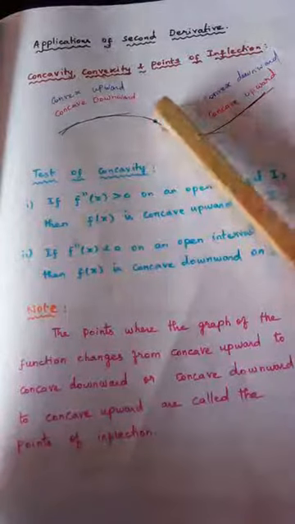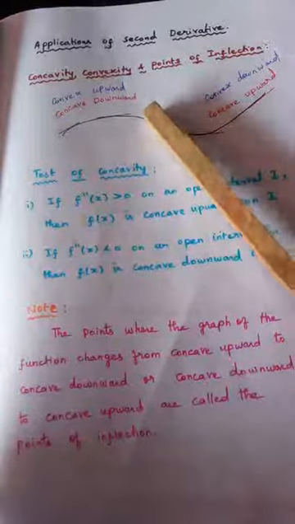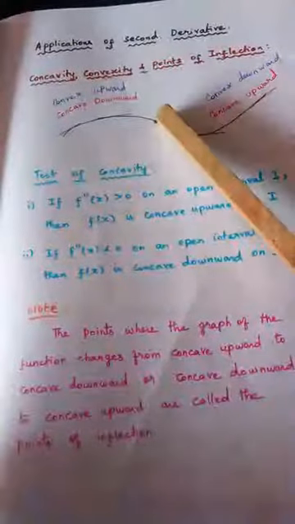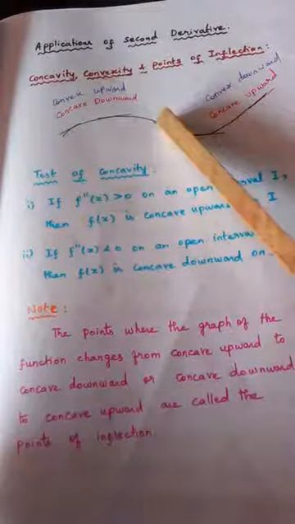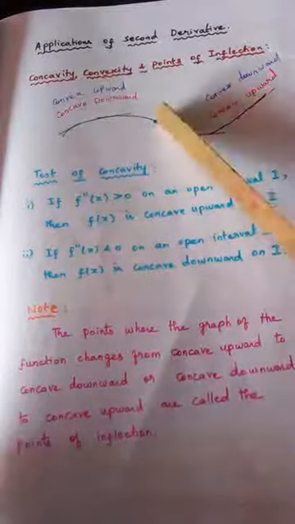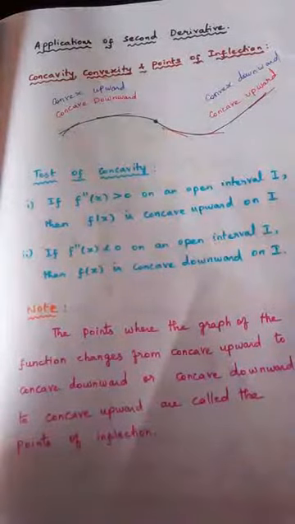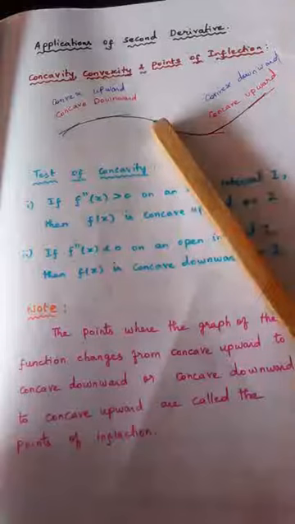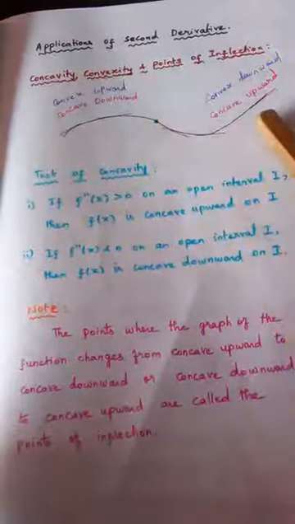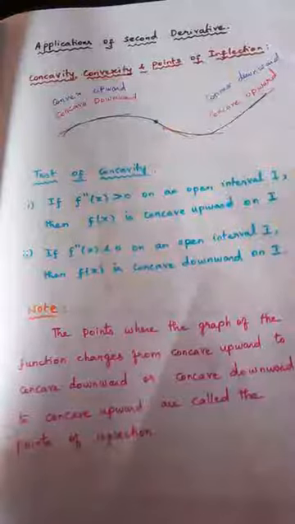Even if you see this diagram, I have made a point here. This point is called the point of inflection because till this point the curve is concave downward, and after this point the curve changes to concave upward. So the point at which the curve changes from concave downward to concave upward is called the point of inflection. I repeat, the point at which the curve changes from concave downward to concave upward or concave upward to concave downward is called the point of inflection.